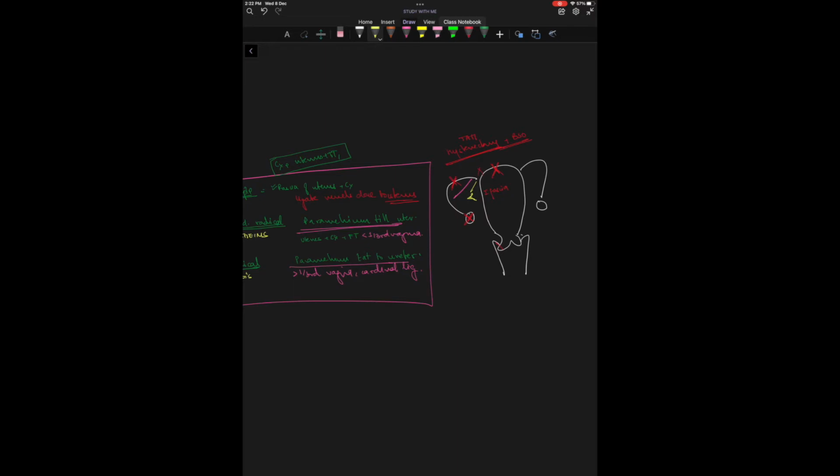is Wertheim's, which is the modified radical, in which the parametrium is also removed till where, let's draw this with yellow. Suppose this is the ureter, right? So till here parametrium is removed. This is the Wertheim's. And in Meigs, even the parametrium which is lateral to the ureter is also removed. Alright, and it also removes upper 1/3 of vagina, and cardinal ligaments are also removed.